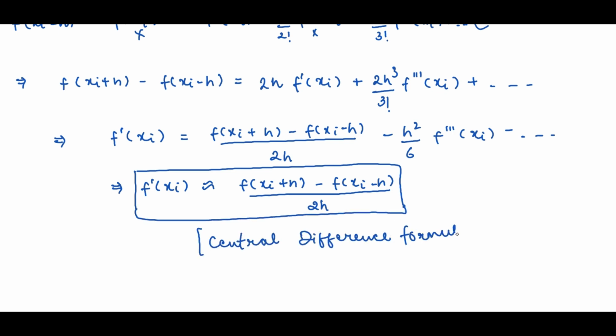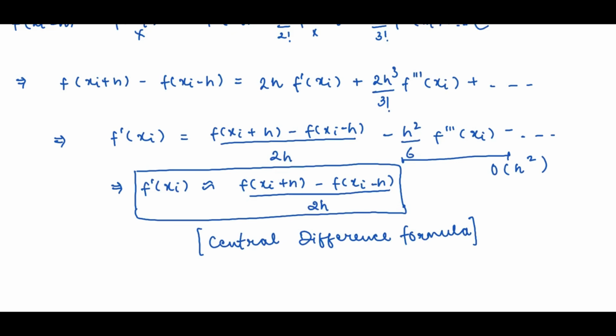Now look at the error. For the forward difference formula, the truncation error was order of h. But look at the first neglected term in our central difference formula, minus h square by 6 f triple dash xi. Therefore, the truncation error becomes order of h square, and so the central difference formula is second order accurate. And this is an important examination point. So just remember this: for the forward difference, the truncation error is order of h, and for the central difference, the truncation error is order of h square. Therefore, for the same sufficiently small step size, the central difference formula generally gives you a more accurate approximation.